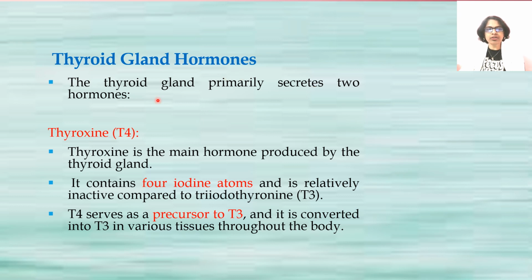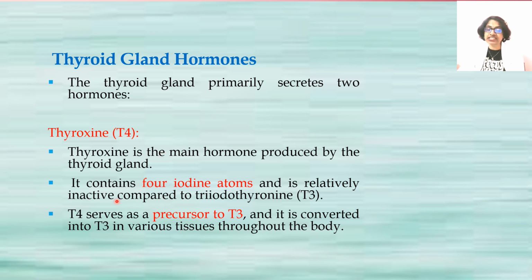And what are the thyroid hormones? The thyroid gland primarily secretes two hormones. What are the two major hormones? Thyroxine, that is also known as T4. So thyroxine is the main hormone produced by the thyroid gland, and it contains four iodine atoms. That's why we consider it as T4, thyroxine.